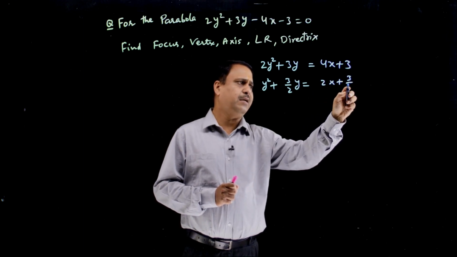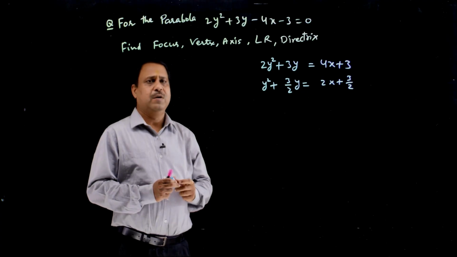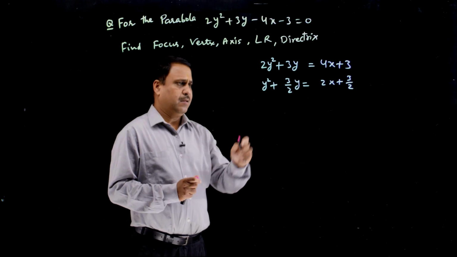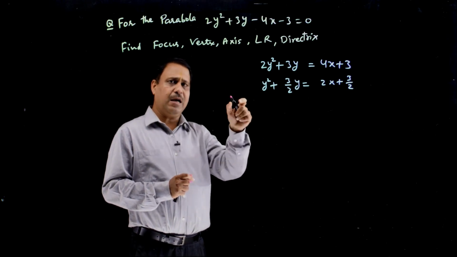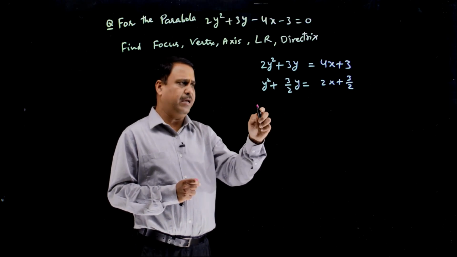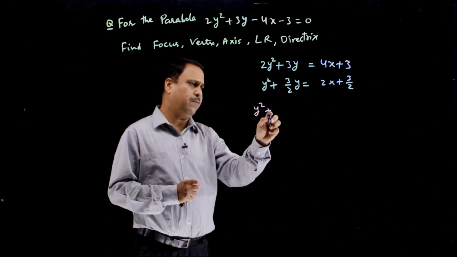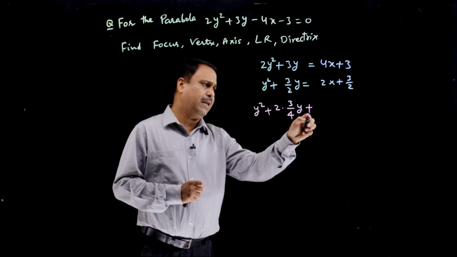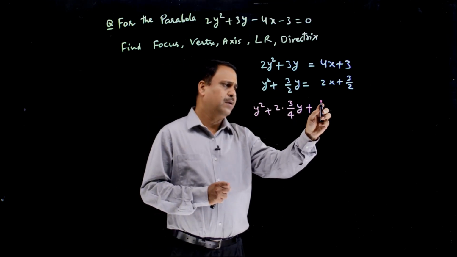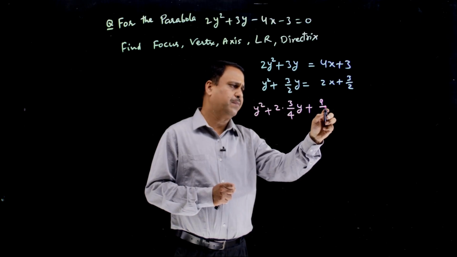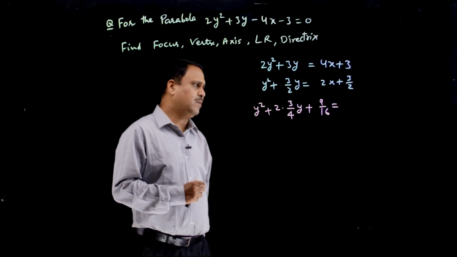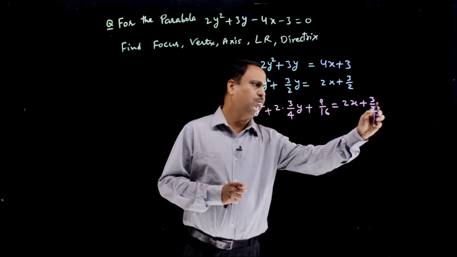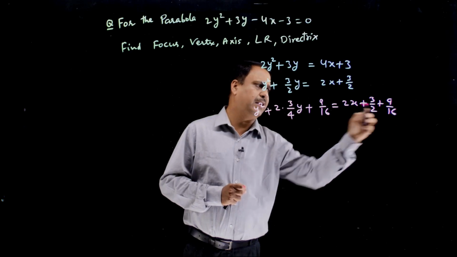+ 3/2. Now we will make it a whole square. For making a whole square, (a + b)² is a² + b² + 2ab. So to make it 2ab, multiply and divide by 2: (3/4)y, and then add the square of this term, that means 9/16. We will add the square of this term to this side also: 2x + 3/2 + 9/16.